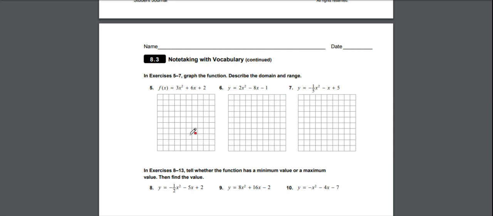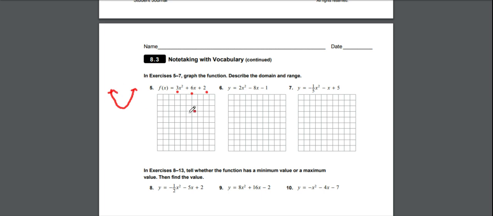So here's part 3 of 8.3, graphing quadratic functions and then describing the domain and range. What I would suggest, just to make things a little bit quicker, to graph this quadratic function: first of all, since this is a quadratic function, the graph is definitely going to be a parabola. A is 3, B is 6, and then C is 2. But since A is positive, your graph would open up like this.